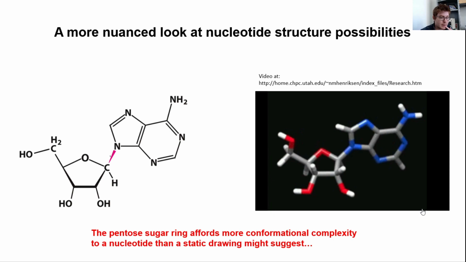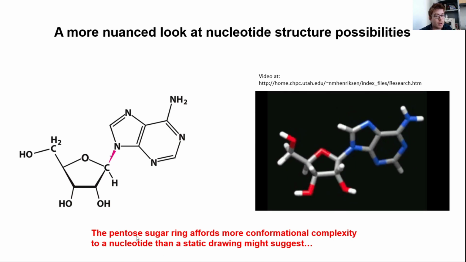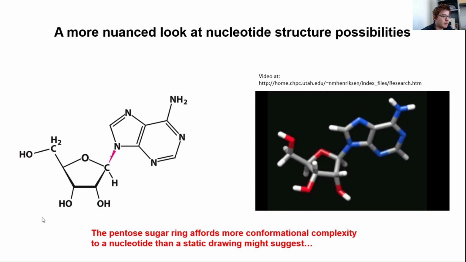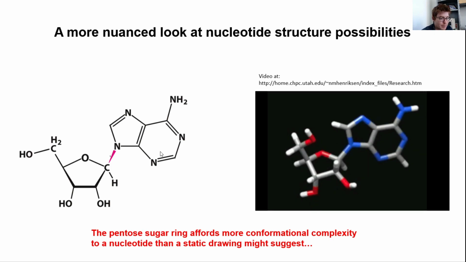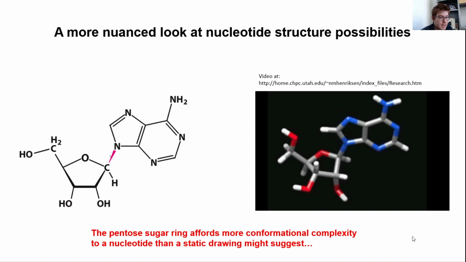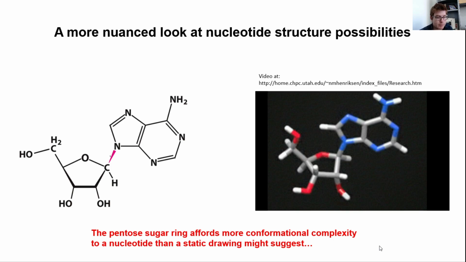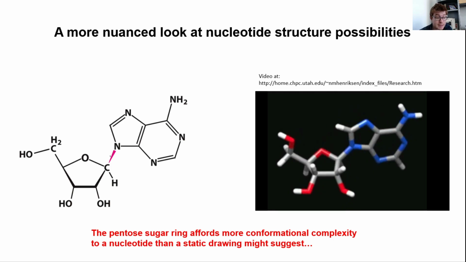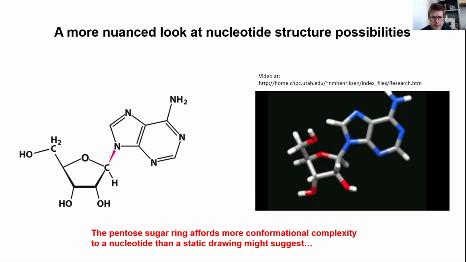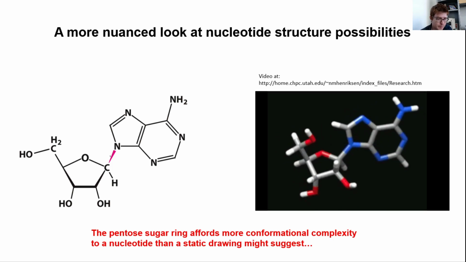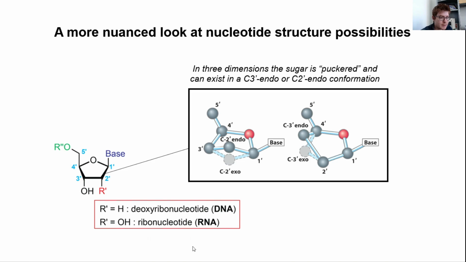So one of the first things to really appreciate is that if we take a much more nuanced look at nucleotide structure possibilities, things can be a little bit more complicated than this kind of static picture here. And so if you were to look at a nucleotide here, or nucleoside in this case, undulating around, you can see that there's actually a lot of conformational flexibility and complexity to the structure. And some of that conformational complexity could lead to different types of structures forming. And so one of the ones that we'll talk about right away is you may have noticed that the carbons in the pentose sugar were kind of undulating around.